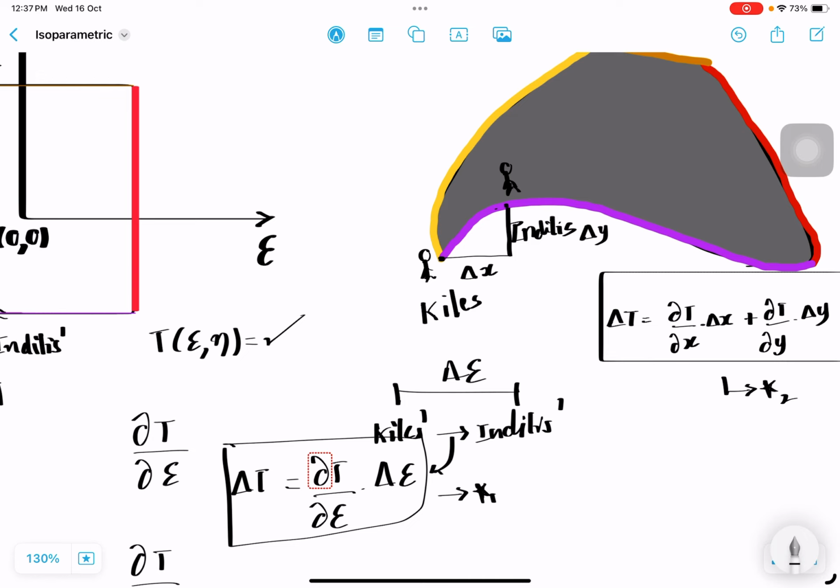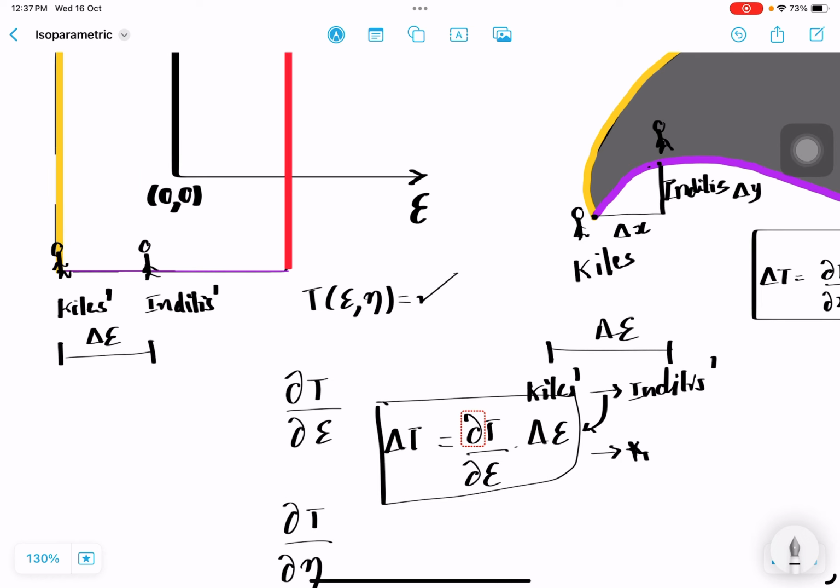Okay, so the sum of the two changes in temperature should be the net total change in temperature. You could see that in both cases, as Jack is traveling from Kyle's to Endel's, simultaneously, in the hypothetical world, Jack is traveling from Kyle's dash to Endel's dash. So these two worlds are like parallel worlds happening simultaneously, spontaneously.